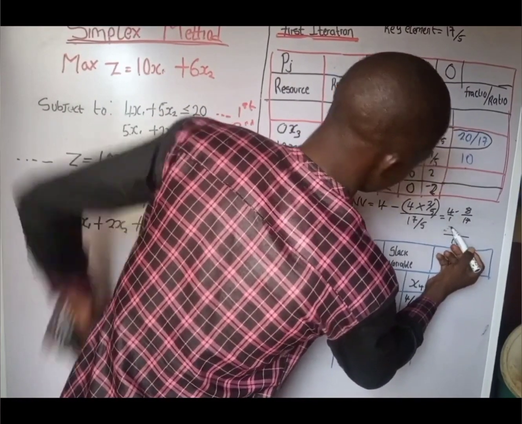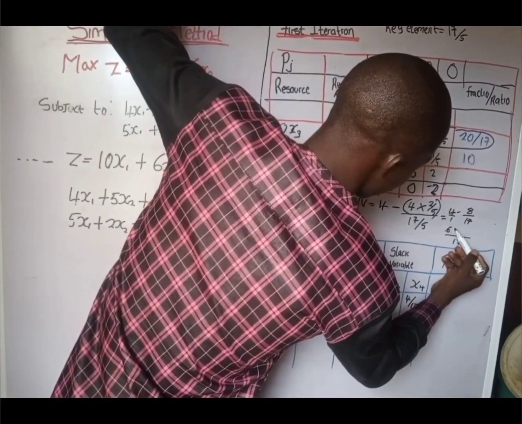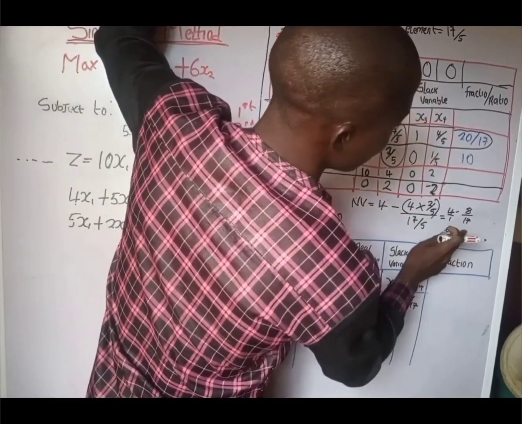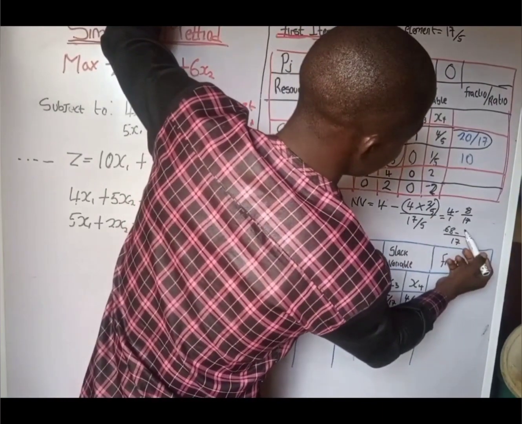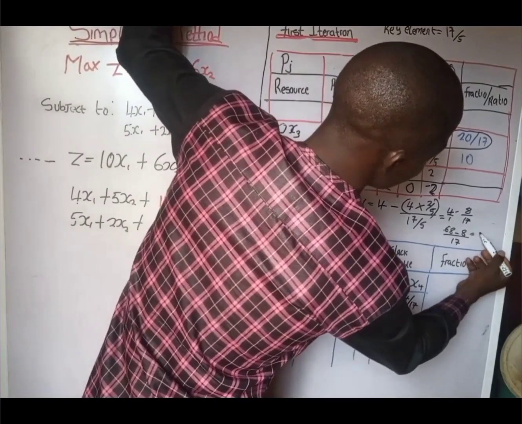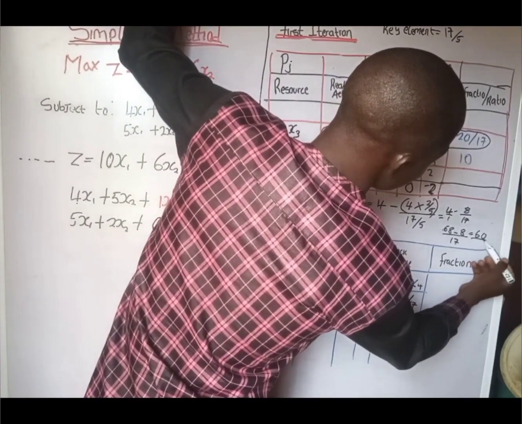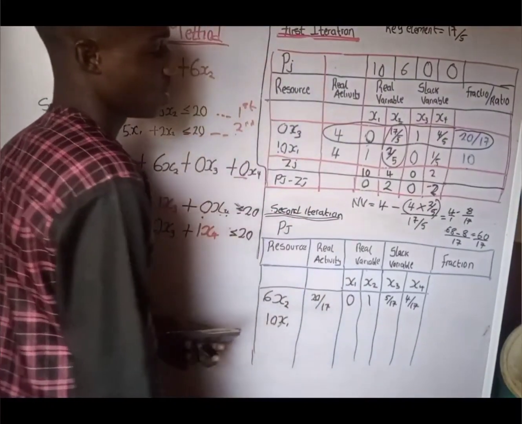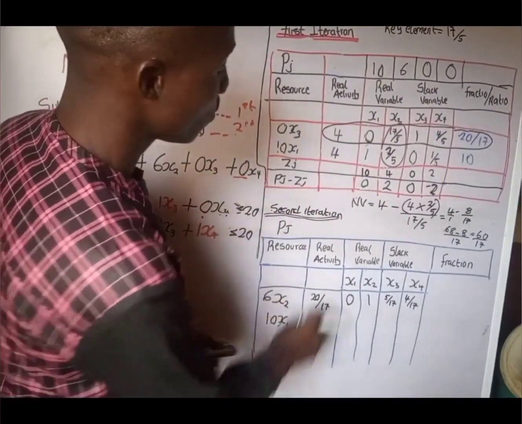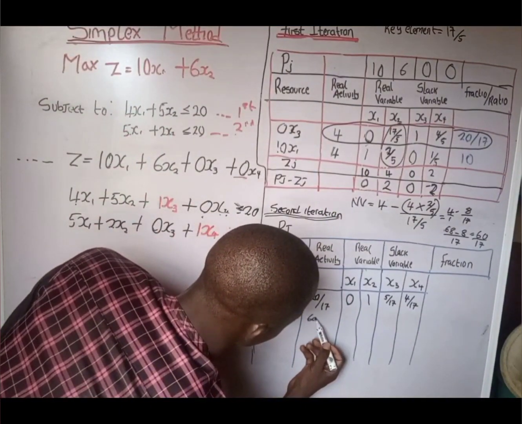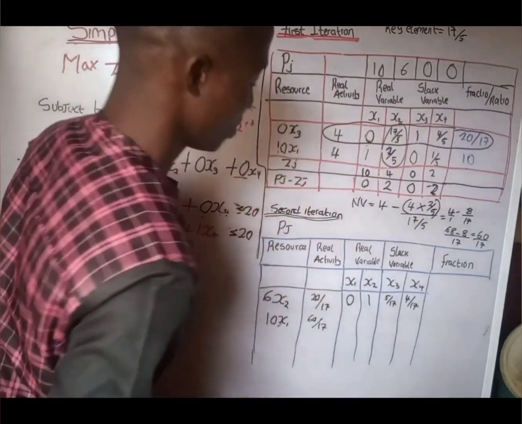I'm going to have 68 here. This minus sign is minus. 17 divided by 17 is 1. 1 multiplied by 8 will be 8. So what am I left with? 68 minus 8 will give me 60. So I'm left with 60 over 17. So the new value of this 4 is 60 over 17. I'm going to have 60 all over 17 here.